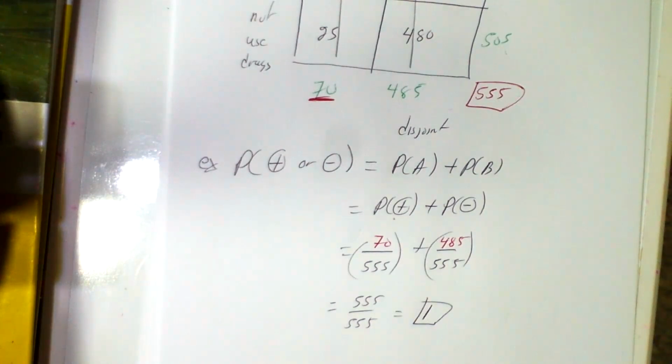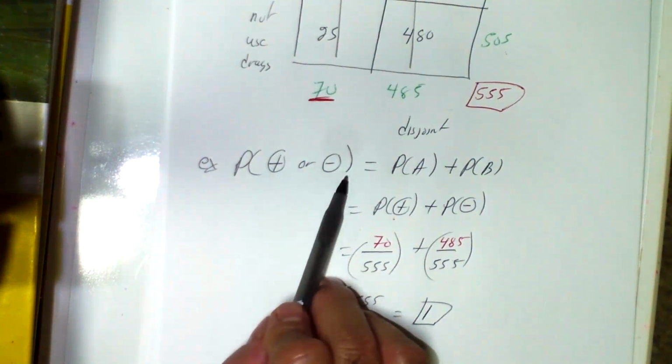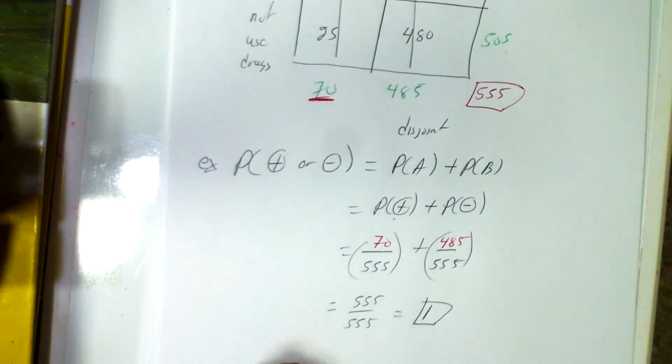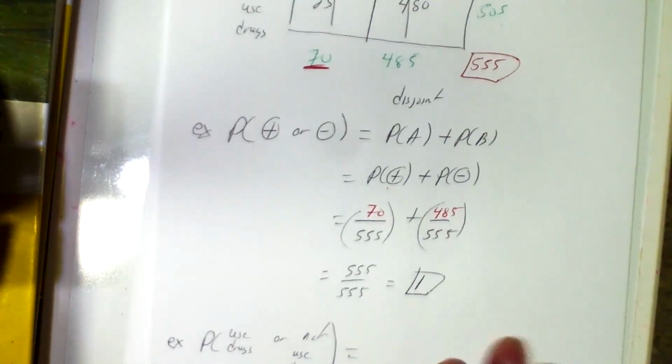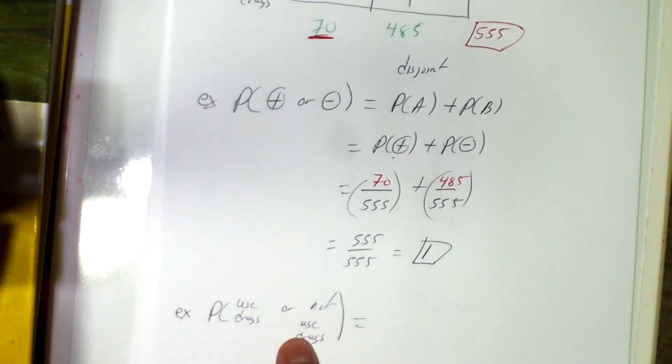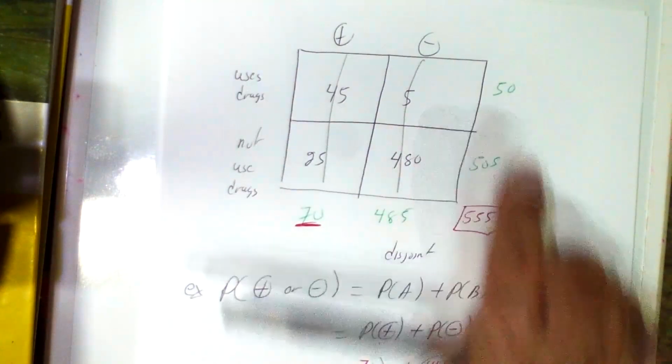So is there another set of events where they are disjoint other than positive or negative, or negative and positive? Other than that, yes, there's one more. There's another set. What about probability of use drugs or not use drugs? This is another event where they are disjoint. Why? Because these two events are both rows. Row and a row. Okay.